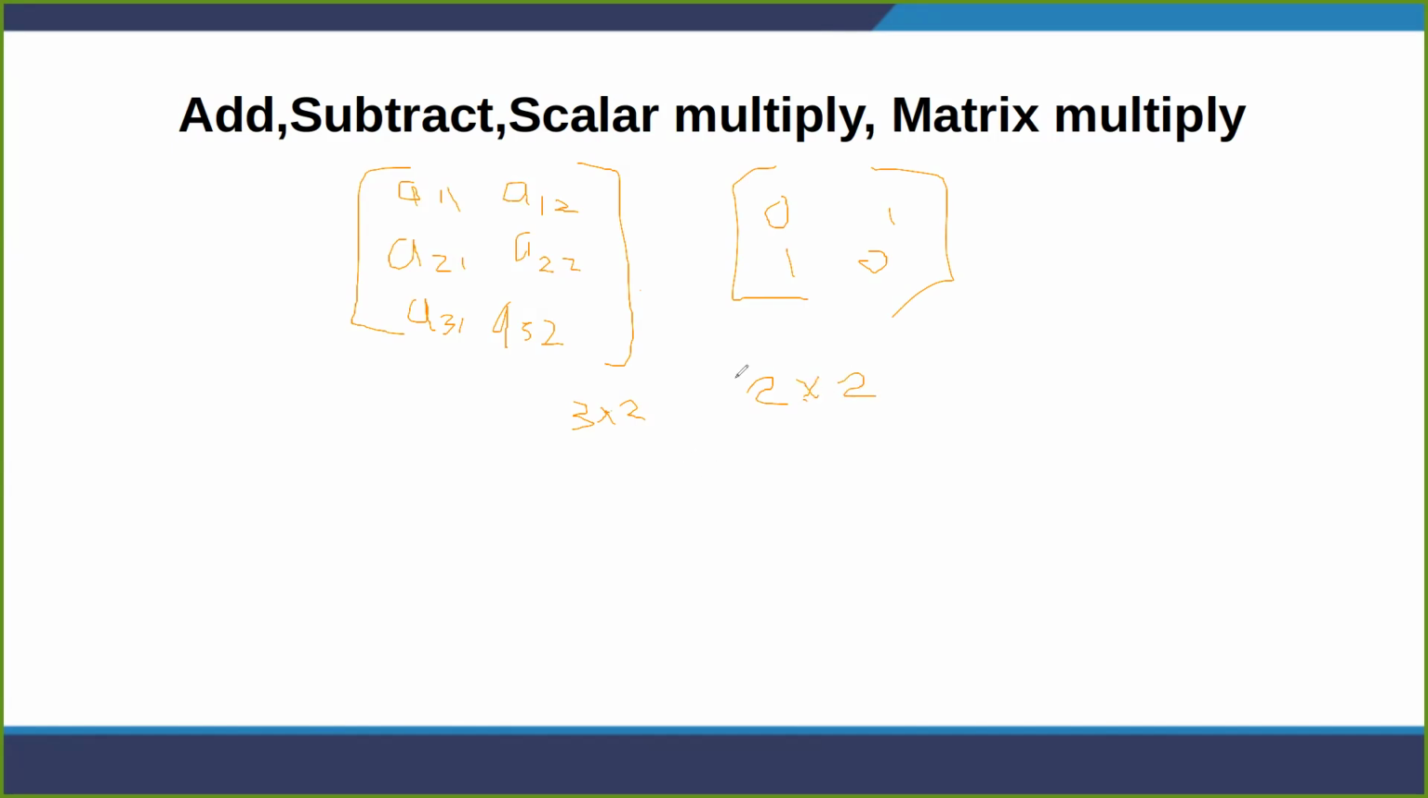According to our rule, the column of the first element and the row of the second element should both be the same. So if this is 2, this should be 2. Otherwise, you can't multiply. This is the only important rule of multiplication, and multiplication is very important, I will tell you. This should be equal, and the resultant matrix you get is 3 cross 2, the row of the first and the column of the second, so that you can get a resultant matrix of 3 cross 2.